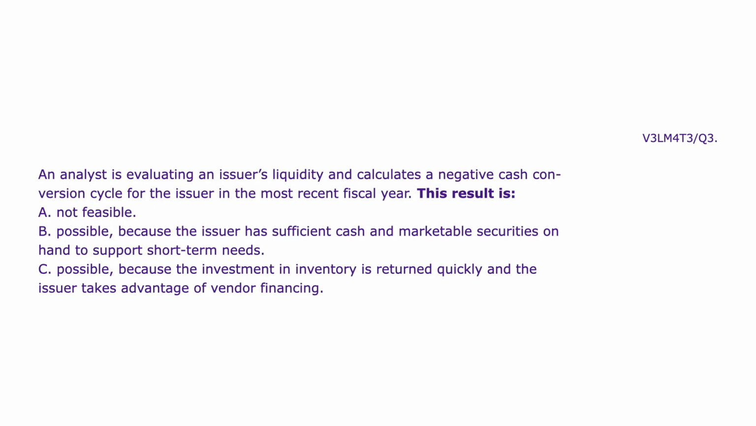An analyst is evaluating an issuer's liquidity and calculates a negative cash conversion cycle for the issuer in the most recent fiscal year. This result is A. Not feasible. B. Possible, because the issuer has sufficient cash and marketable securities on hand to support short-term needs. C. Possible, because the investment in inventory is returned quickly and the issuer takes advantage of vendor financing.